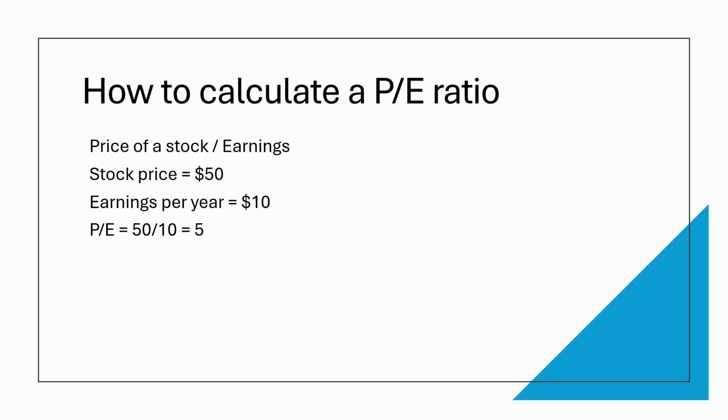Another way to think about this is it will take you 5 years to recover your investment. Since the earnings belong to the shareholders, if you made an investment of $50 and you are getting $10 per share in earnings every year, it will take you 5 years to recover your investment. The lower the PE ratio, the more attractive the investment is.